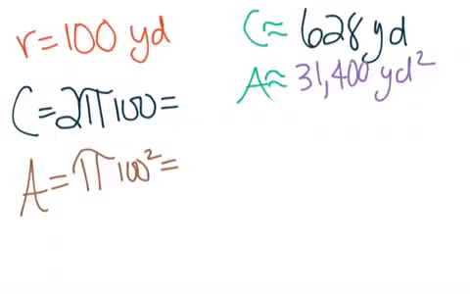Okay, so the approximations for circumference would be 628 yards. For area would be 31,400 yards squared. Again, use our approximation symbols. All right, let's do one where we're missing one of them in the equation.